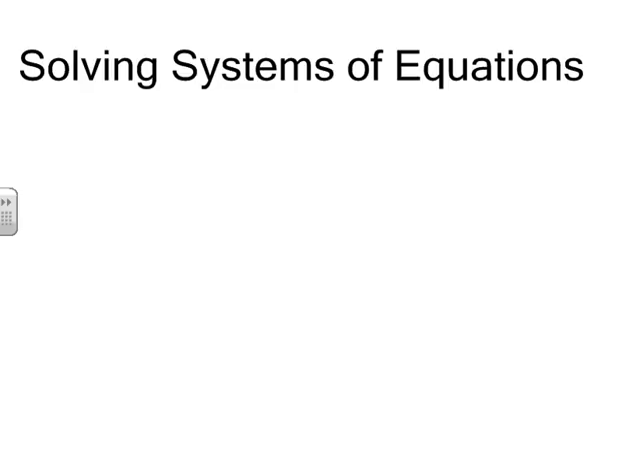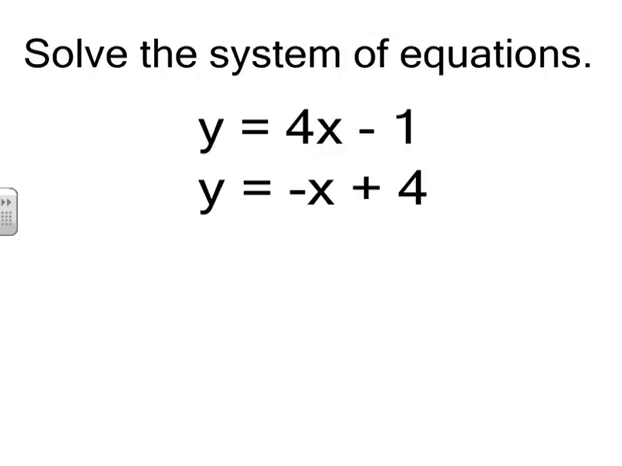These are notes on solving systems of equations. A system of equations is when you have two or more equations and you're trying to find solutions for all of the variables that work in all of the equations at the same time. As an example, y equals 4x minus 1 and y equals negative x plus 4 is a system of equations.